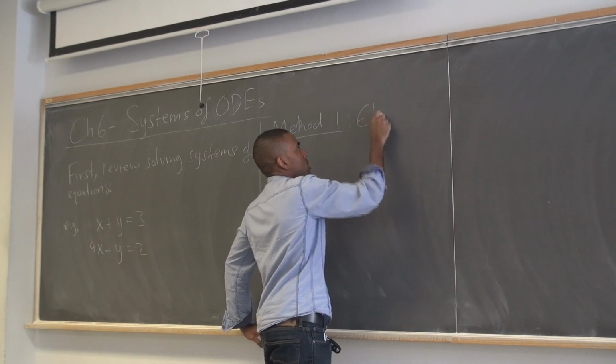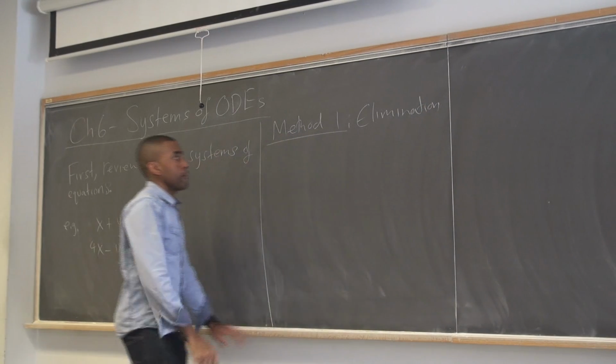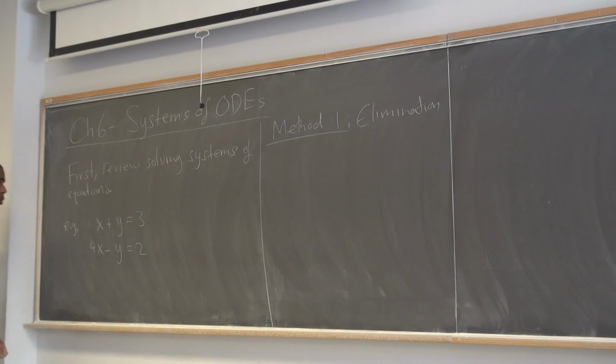Let's do elimination first. How would that work? Multiply the top one by 4 so you can eliminate that. You have the right idea, but you're thinking too hard. The y's will kill each other already. You don't really have to multiply them.